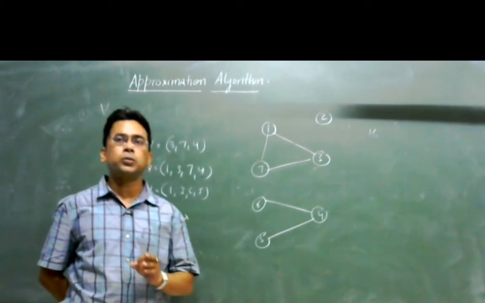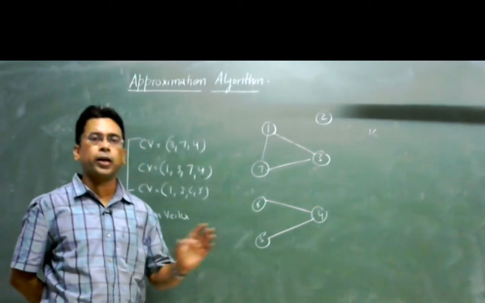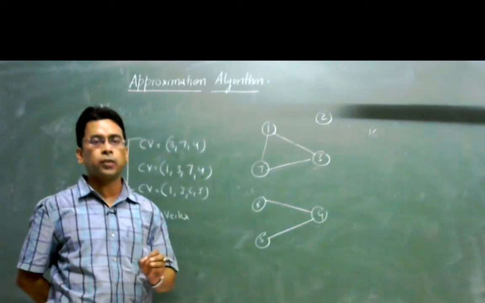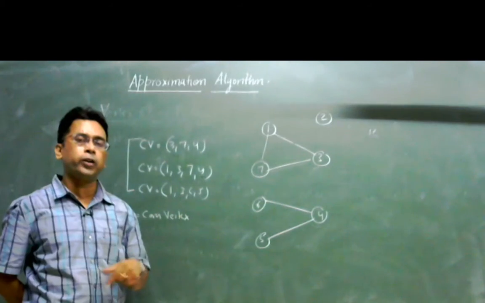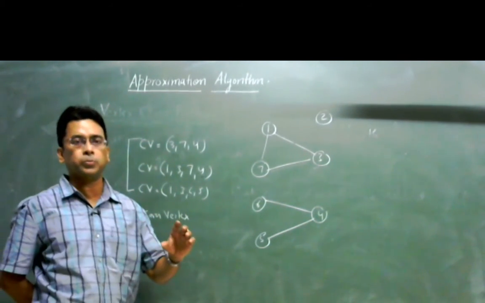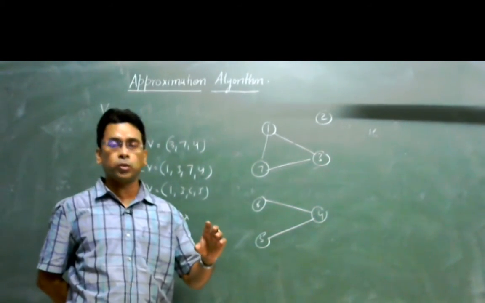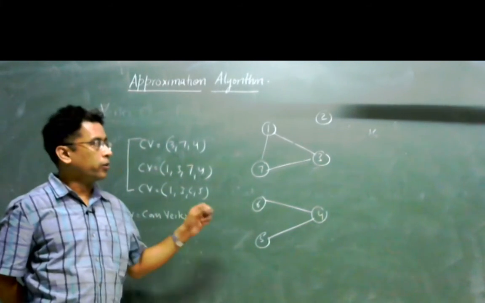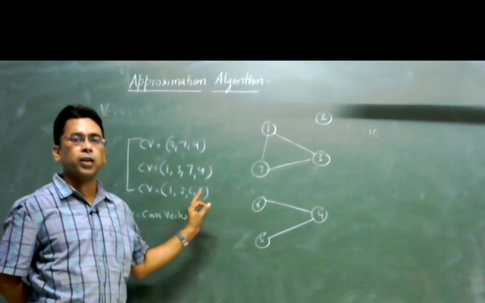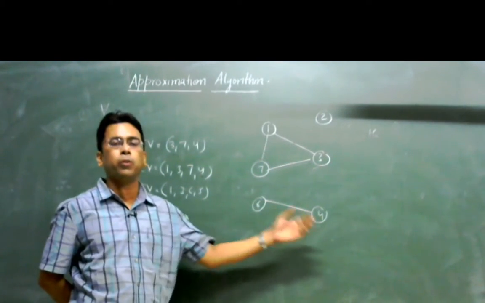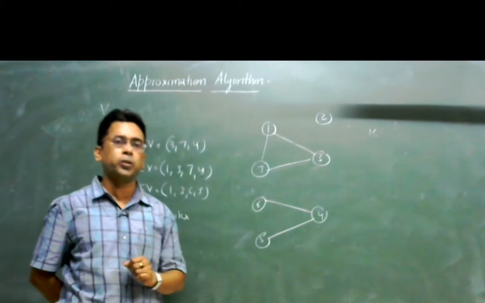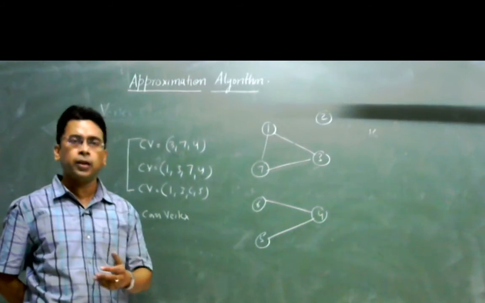That approximation algorithm is considered better than the other one. We take certain examples for which we know the optimal solution, and we run different approximation algorithms on a number of problems for which we know the optimal solution. And if an approximation algorithm shows a low approximation ratio for the maximum number of problems, then that approximation algorithm is considered the better one.